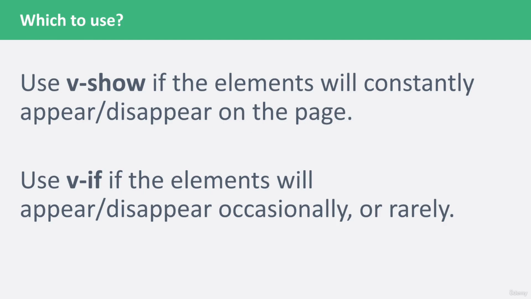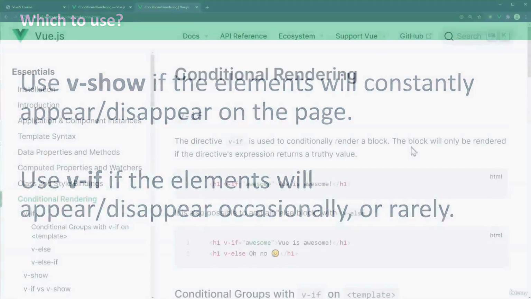My personal opinion is that you should use the vShow directive if the element is toggled frequently. Suppose the element is rarely toggled from Vue. The vIf directive is more optimal. At the end of the day, it's up to you to decide which is the best one to use.